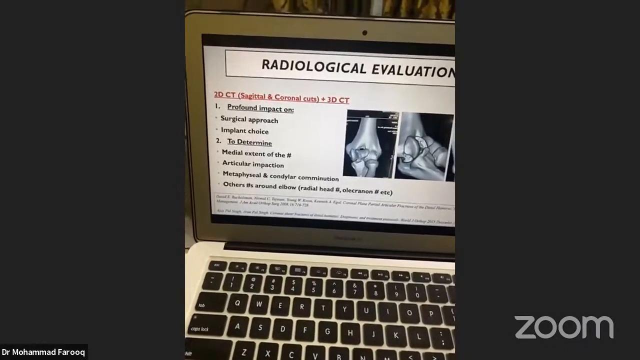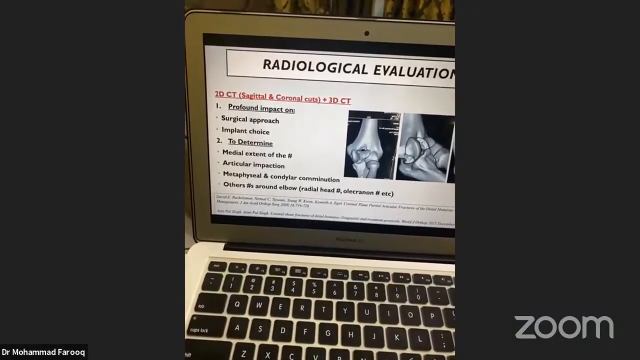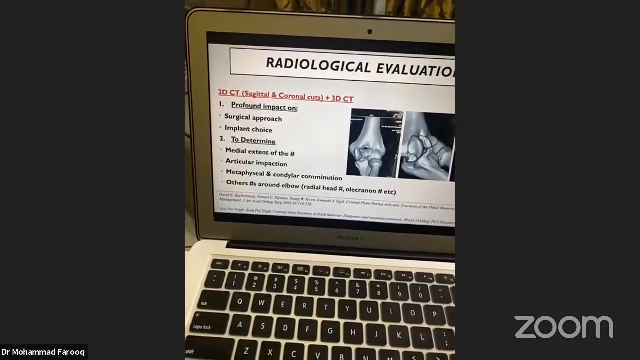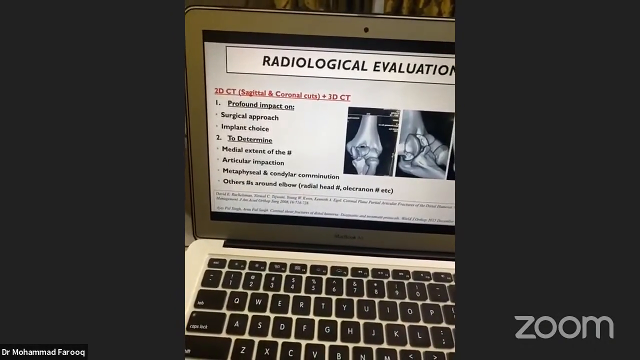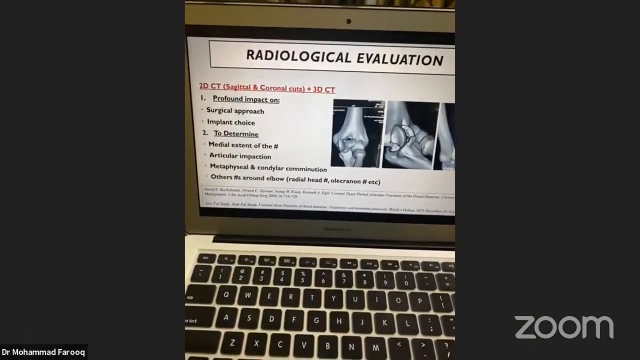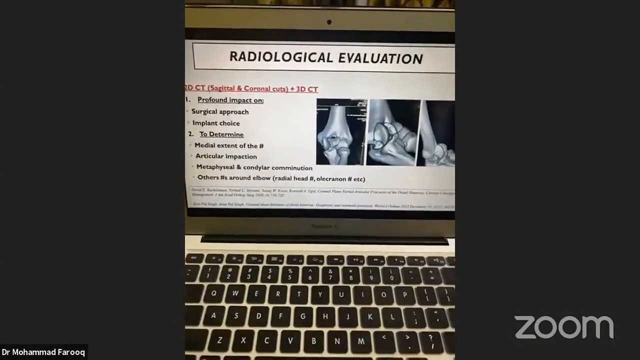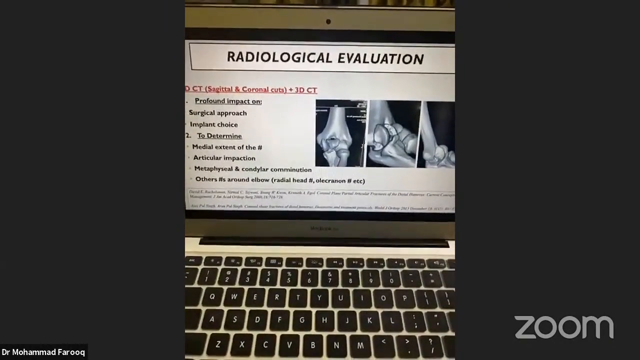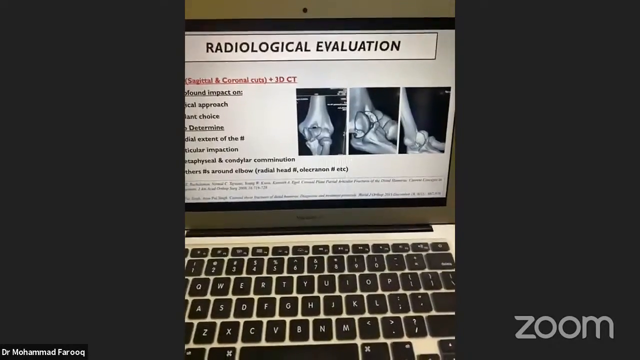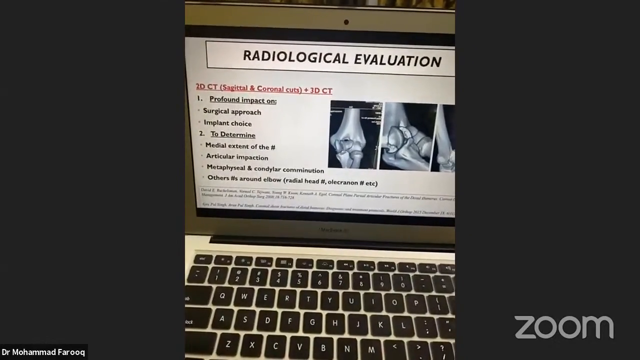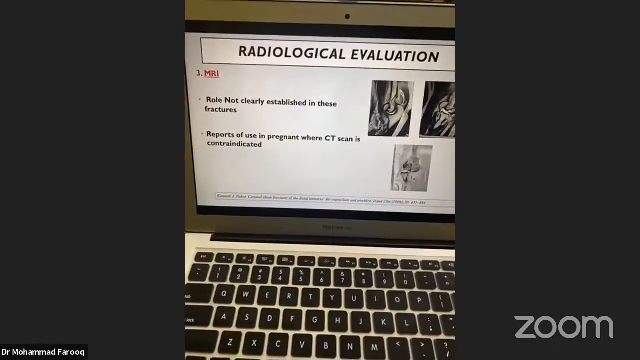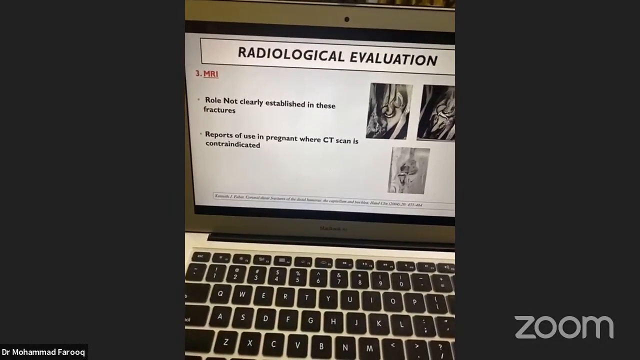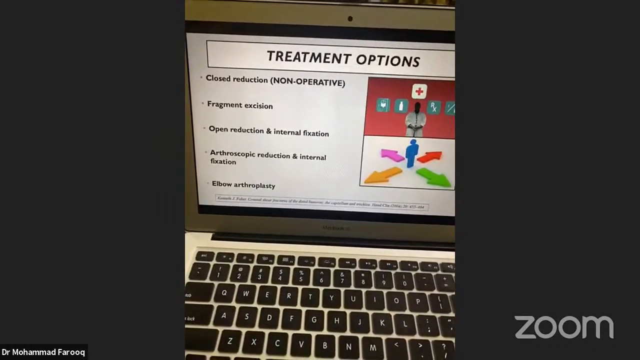Because X-rays are insufficient in dealing with these injuries, you should have a low threshold for getting a CT scan. And 3D CT scan has a profound effect on our understanding of these fractures and planning surgical approach and implant choice, because it is through CT scan that we are able to get into the details of medial extension of these fractures, articular impactions, metaphyseal and condylar comminutions, and ruling out other concomitant injuries. MRI doesn't have a clear established role unless it is indicated in those patients where CT is contraindicated.